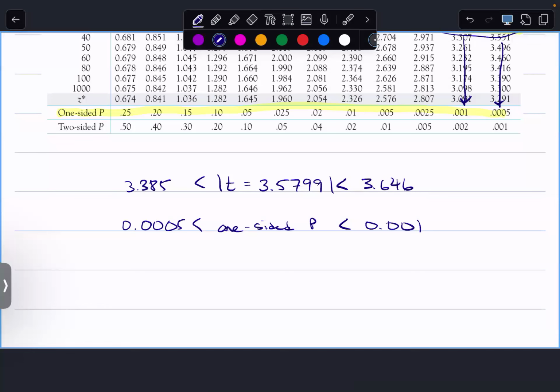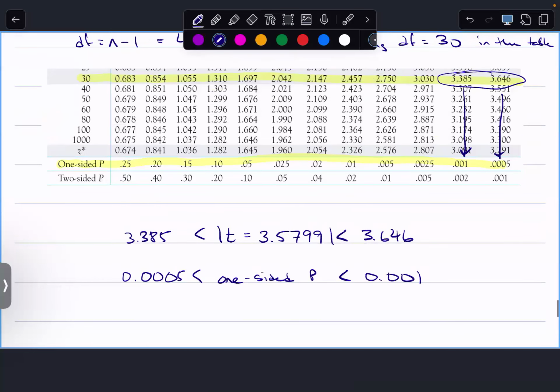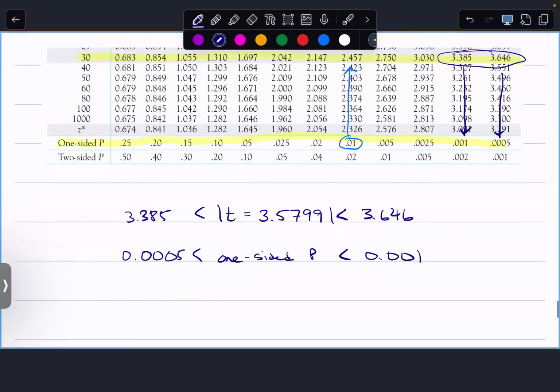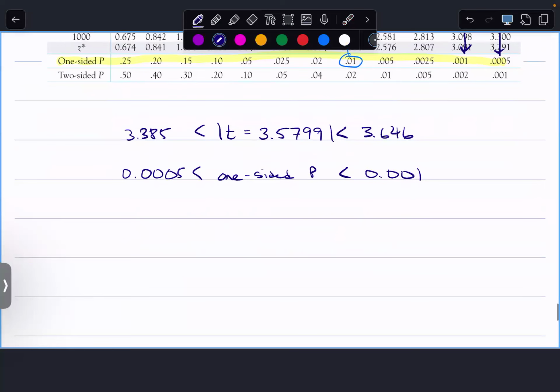Or what if you wanted to do the critical value approach? We were told to use an alpha level of 0.01, which means that any t bigger than 2.457, you would reject H naught. So you could think of it that way as well, whichever one you like. Either way, the conclusion is the same.